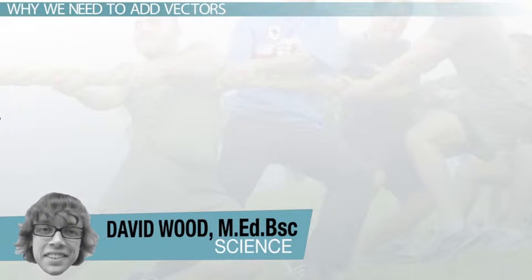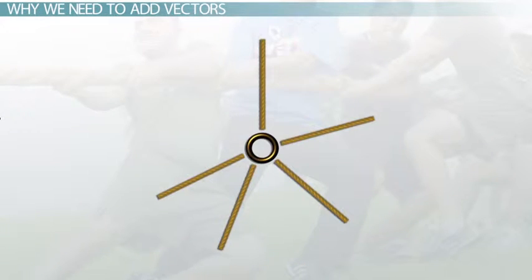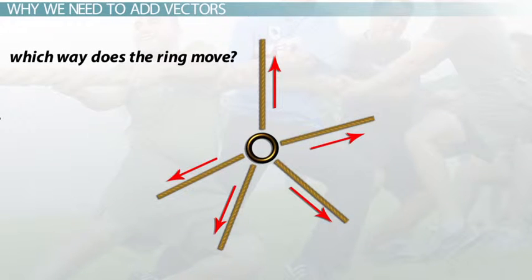One day you're at a fair and you're taking part in a multi-team tug-of-war. In the center is a ring with 5 ropes connected to it, and at the end of each rope is a tug-of-war team. Once the war begins, all 5 teams pull as hard as they can. Some pull with large forces, some with smaller forces. But which direction does the ring move? Which way does it accelerate?